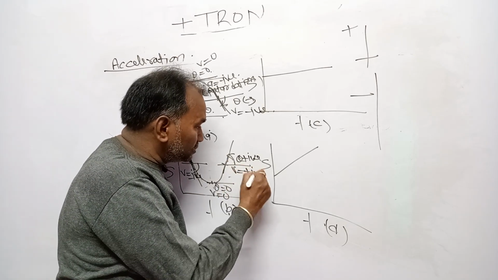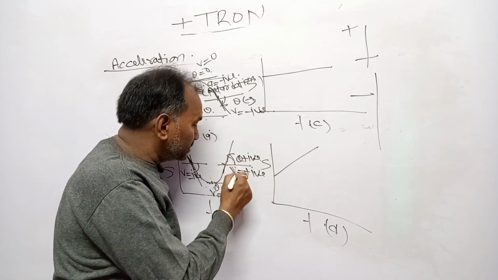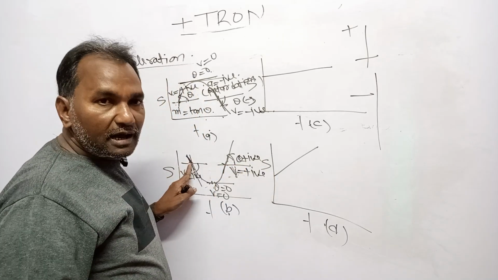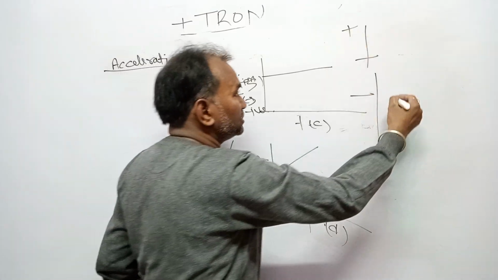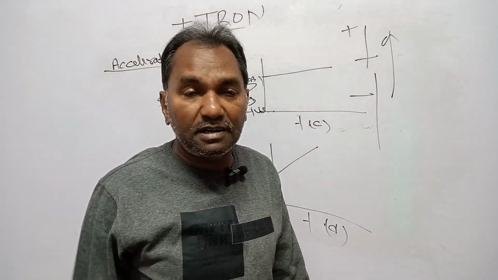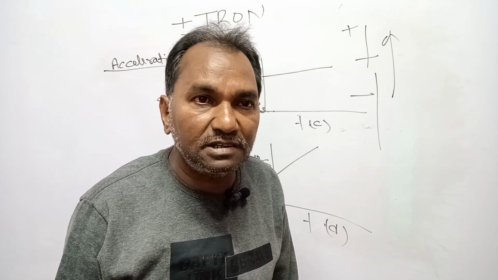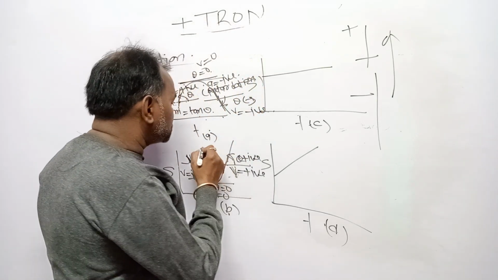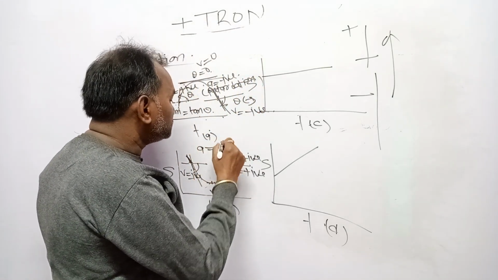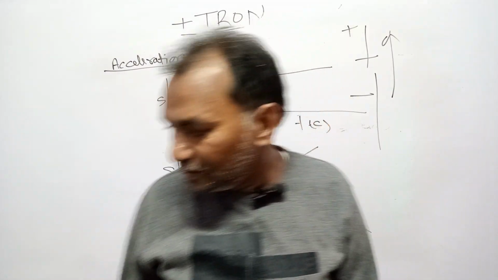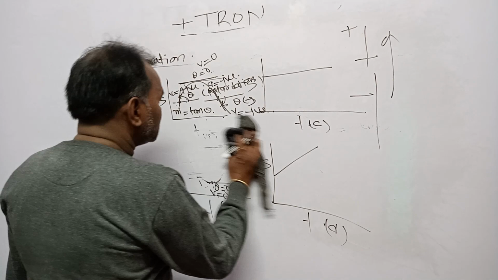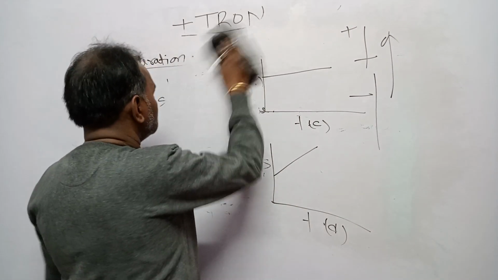Now dear student, look here, interesting. Initially it was negative velocity, then becomes 0, then positive, meaning velocity is increasing. And if velocity is increasing, then acceleration is positive, meaning the motion is accelerating. Let us consider the third case.